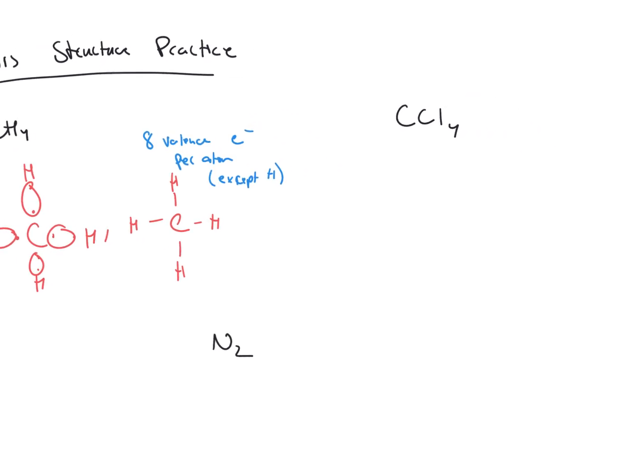Same thing over here for CCl4, right? Carbon has its 4 valence, chlorine has 7. You can form a bond right there, and we can do the same for all of them. And so that Lewis structure would essentially look like this. And then we must remember those electrons don't go away.